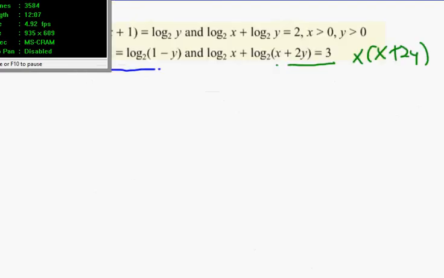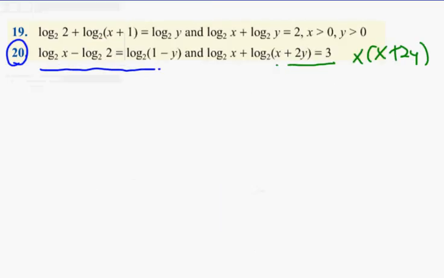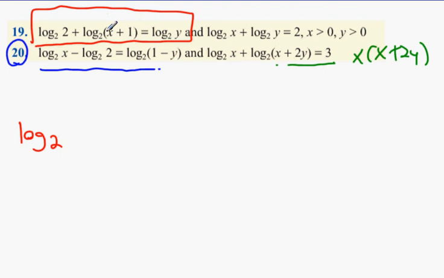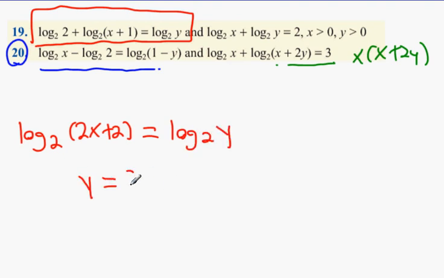Okay, that's okay. Look at 19 and you go, okay, I'm going to take anything in red is this one here. So what you're going to do is apply immediately the multiplication rule. 2 multiplied by x plus 1 is 2x plus 2. That in turn equals log to base 2y. Y therefore is 2x plus 2. Everybody seems to be happy with that.